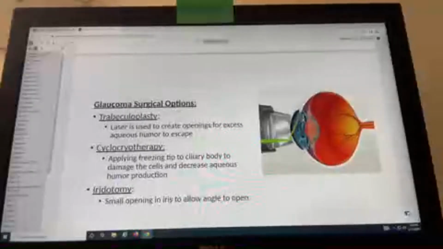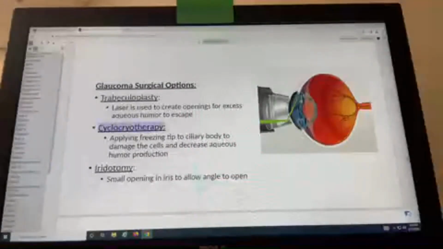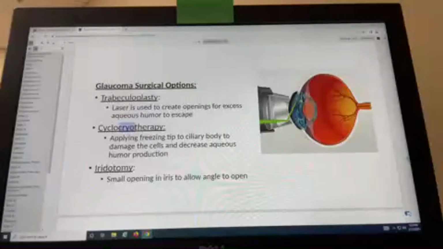So here's just a little bit more about those surgical options. The trabeculoplasty is what I was talking about, the drainage system, so that it can flow out better. There's also cyclocryotherapy. You should recognize cryo. What is that? Freezing. So if your problem is that you're producing too much of this fluid, they can freeze those cells, the ciliary bodies. Those are what actually produce the fluid, the aqueous humor. They can freeze those and kill those off so that you won't produce as much. They won't obviously do it to all of them, because then you won't be making any aqueous humor, but they'll do it to some of them so that you just won't produce as much.